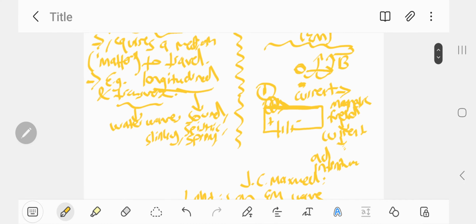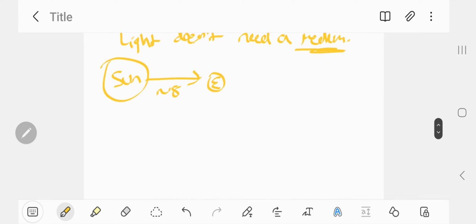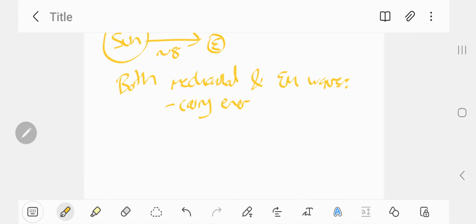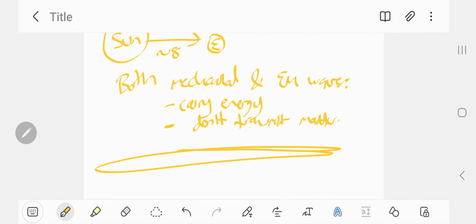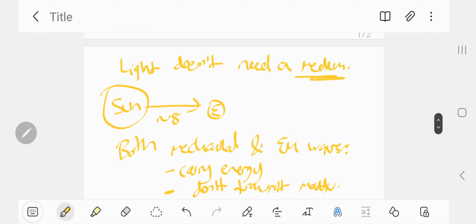Now, what are the commonalities? What are the similar things? What are the things that mechanical waves and electromagnetic waves share? Well, both mechanical and EM waves carry energy. All waves carry energy. And they don't transmit matter. They don't carry anything that's physical. And that's electromagnetic waves and mechanical waves in a nutshell.